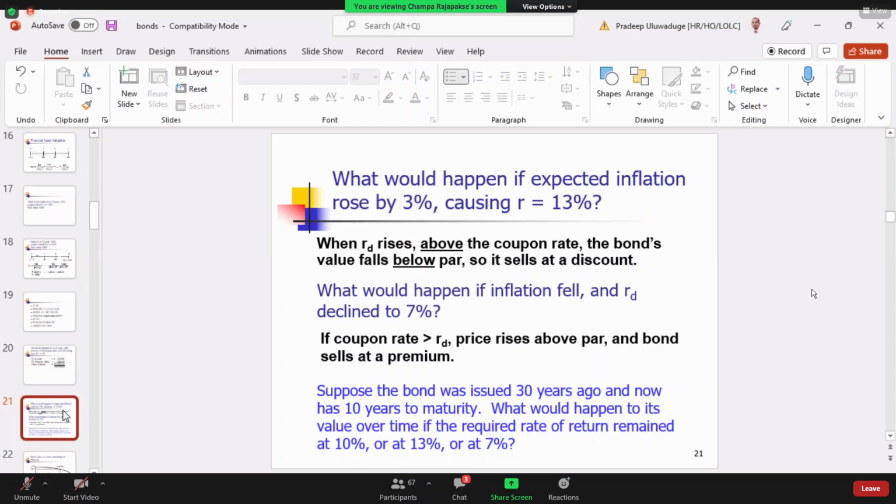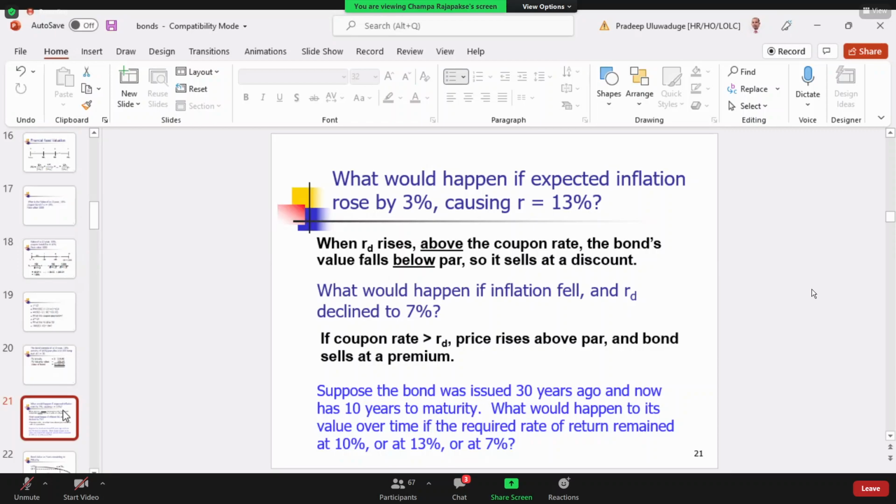Yes, please. Can anyone make a guess? Price will reduce. Right, the value will come down, because value is calculated by taking the present value of the cash flows. Now, present value will decline when the interest rate or the discount rate increases. The present value of a cash flow would come down.